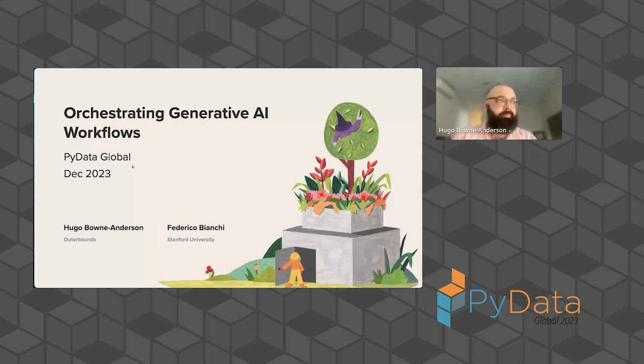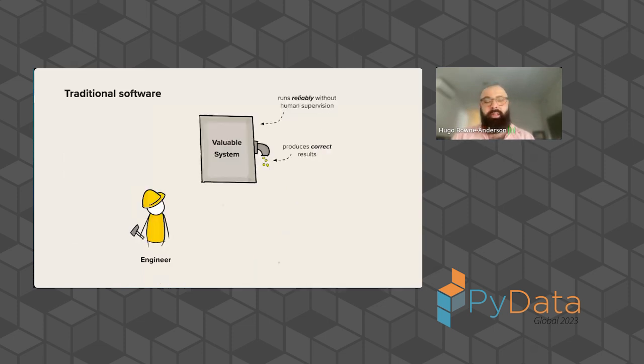Okay. So in order to reason through this, I want to think about the stack of machine learning software, kind of all the tools we need to use, right? So let's think through how it differs from traditional software. And to do that, let's start looking at traditional software. So you have a software engineer and some sort of software system, ideally a valuable system.